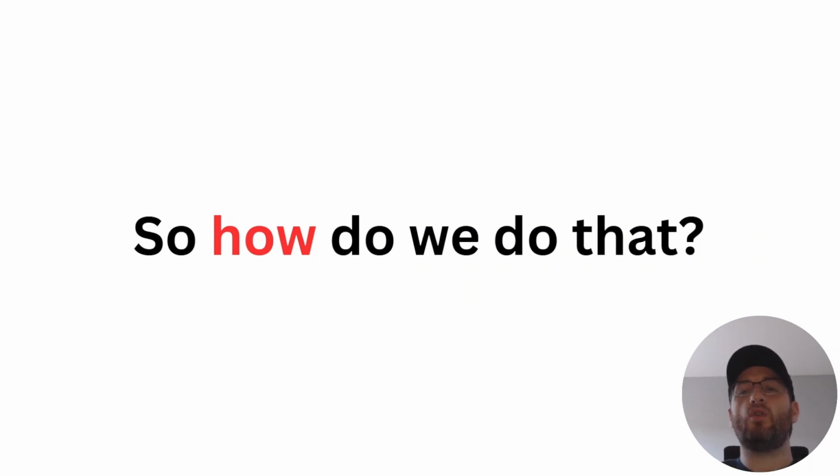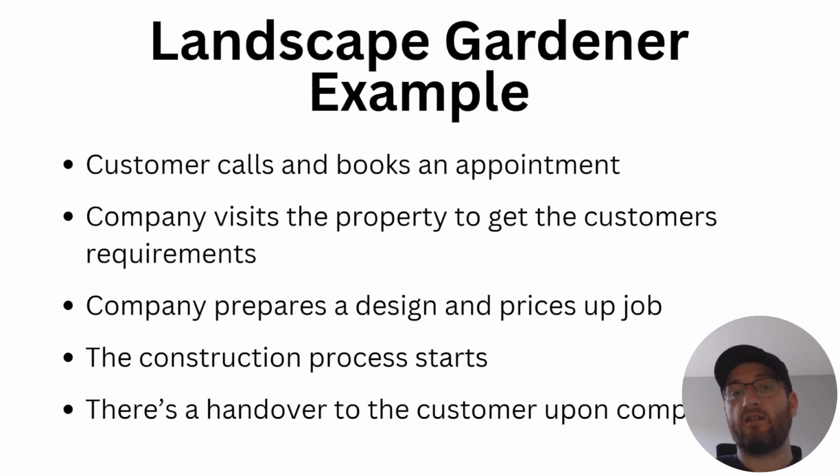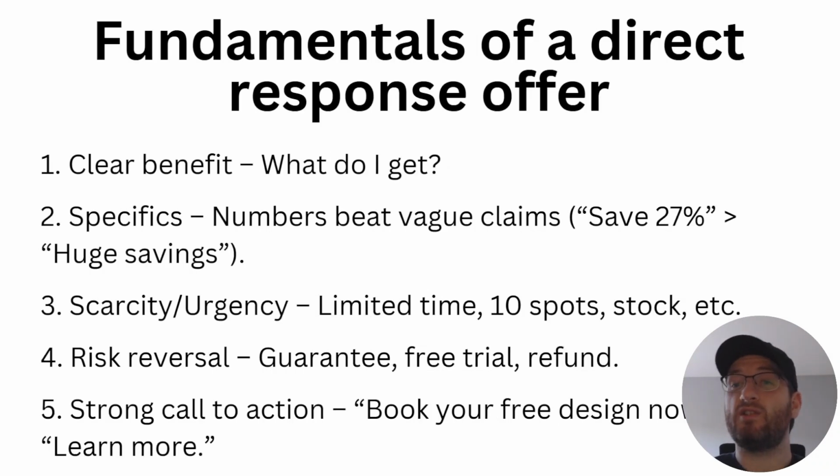Think about the service you offer, all of the working parts of how you deliver that service. And I'll use an example as a landscape garden company. So how they deliver their service is a customer calls and books an appointment. The company then goes out, visits the property, gets the customer's requirements, measures the job, etc. The company goes back, prepares the design, prices the job, sends in the quote. If it's accepted, the construction process starts. And then at the end, there's a handover period where the completed job is handed over. Now start to think about how you can shape that process into an offer and use these fundamentals.